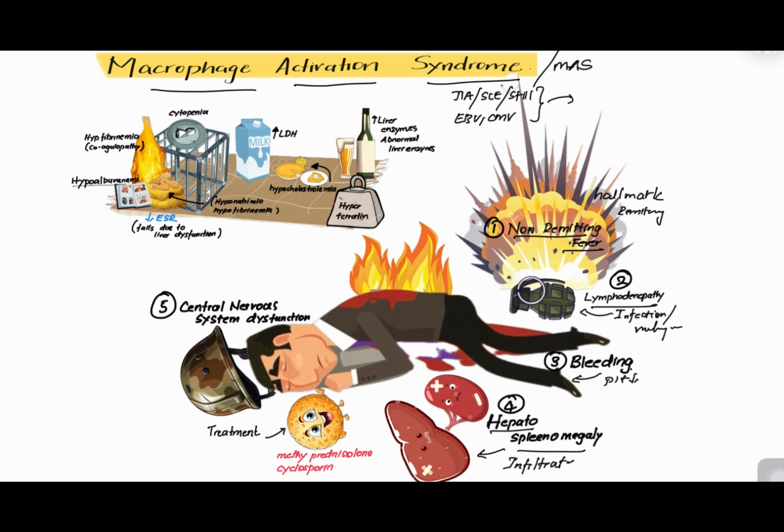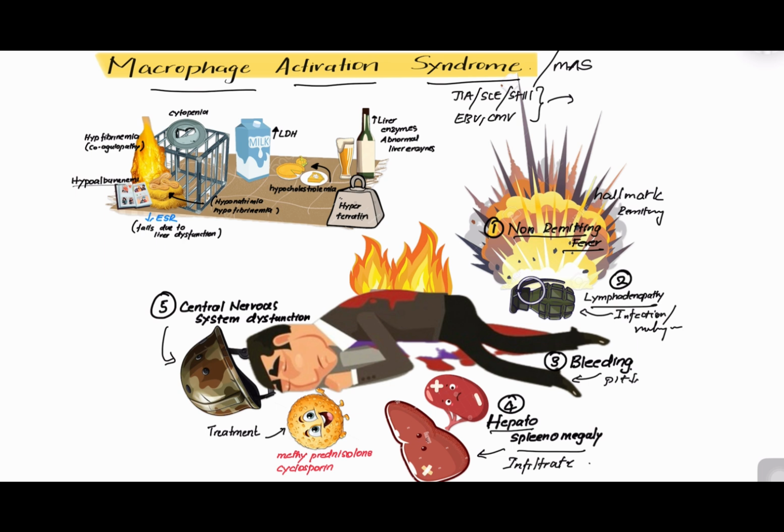See that figure with a cracked helmet? This represents central nervous system symptoms. The cytokine storm hits the brain, causing confusion, seizures, or coma, a sign MAS is escalating fast. These are the core clinical features: fever, lymphadenopathy, bleeding, hepatosplenomegaly, and CNS dysfunction. Now, let's move to the lab findings to complete the diagnostic picture.